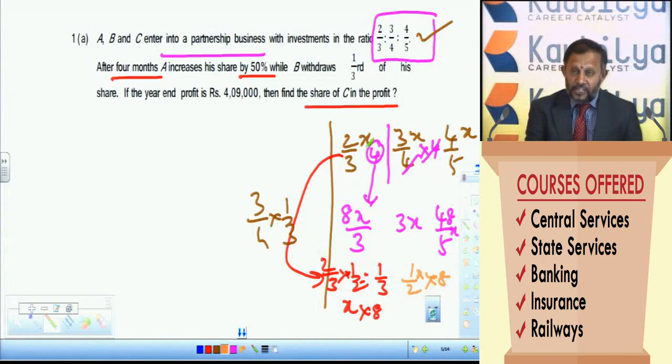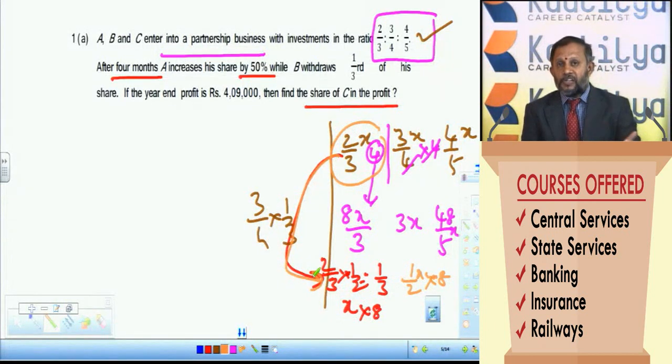So this half of the amount remains constant for the next 8 months, right? For the first 4 months, 2 by 3 into 4 is 8x by 3. For the remaining 8 months, it is x into 8, because the investment of A is increased by 50%, or half of the initial value. So 2 by 3 plus 1 by 3 is 1, or x, that remains constant for 8 months.